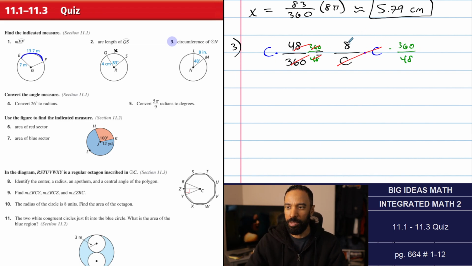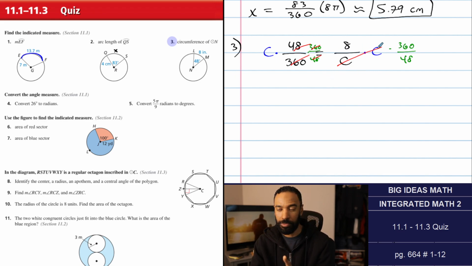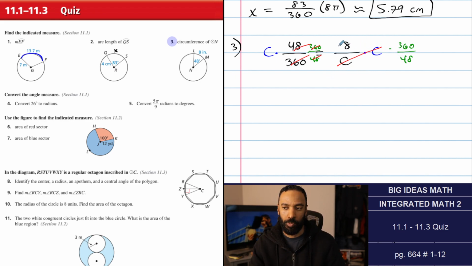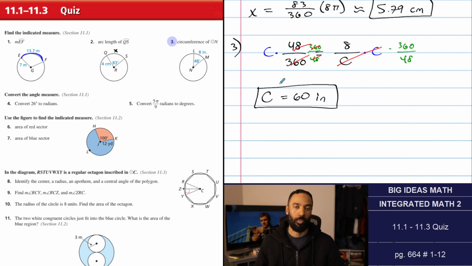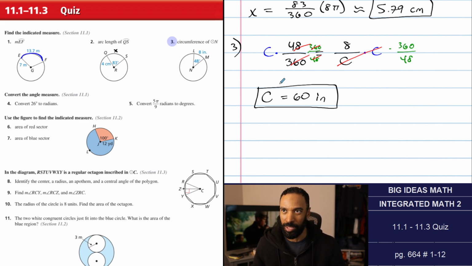C, the circumference, will be 8 times 360 divided by 48. Now, I don't need a calculator for this. 8 over 48 is 1/6. 1/6 of 360 is 60. So your circumference in this case is 60 inches. It's exactly 60 inches. This is the 2 pi r aspect of it, which means the radius of this problem technically would be some sort of irrational value because I got to divide by 2 pi to figure it out, but we're not trying to figure it out.